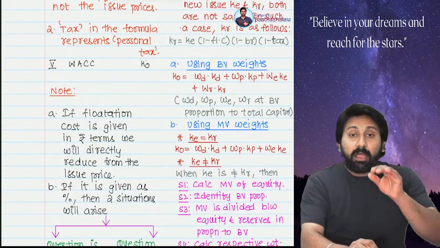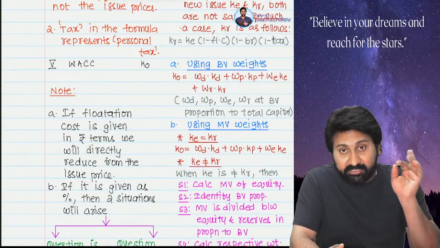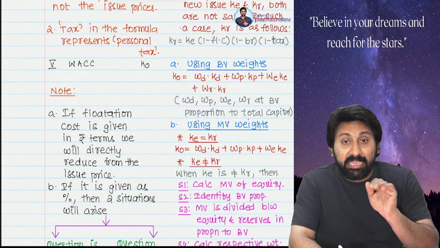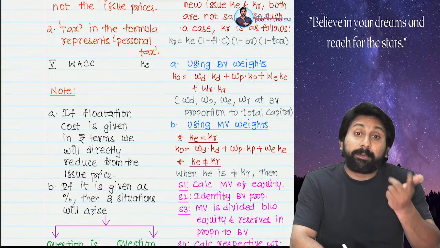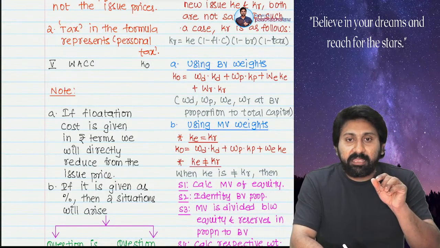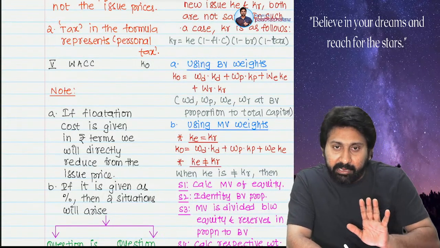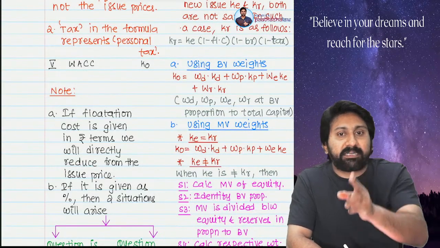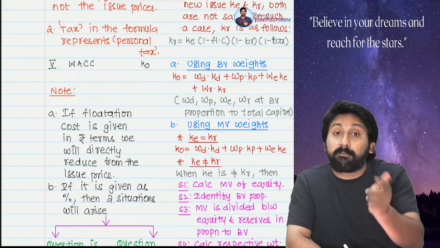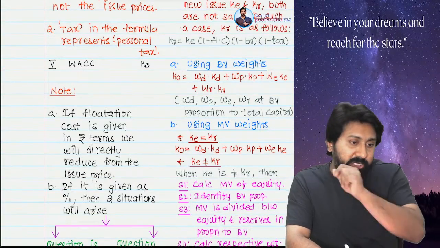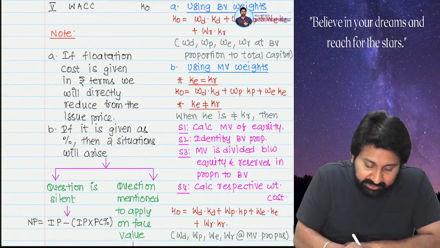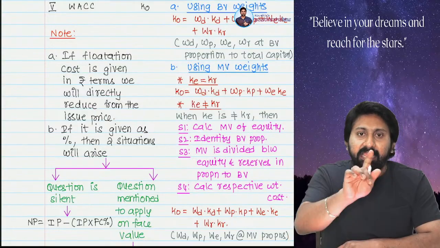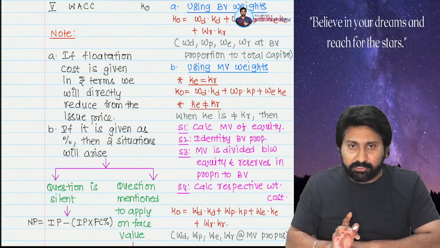Next, how to adjust for flotation cost? Sir, flotation cost is easy, sir: NP minus FC. That I understand. If FC is given in rupee terms, for example NP 100, FC 2 rupees, you will take 100 minus 2 rupees. Understandable. But if they give FC in percentage terms, say flotation cost is 2%, on what will you take the 2%? On market price, on par value? That question will arise now. If the flotation cost is given in rupee terms, we will directly reduce it from the issue price. No doubt, clarity: NP, which is the issue price, minus flotation cost in rupee terms.